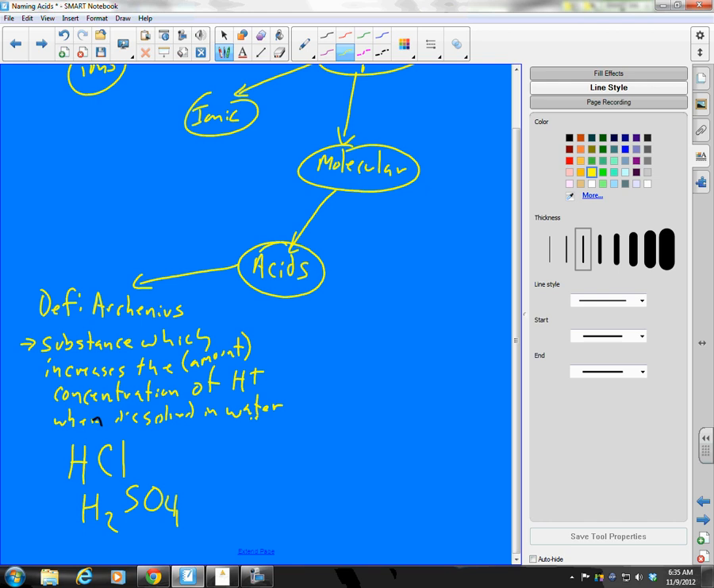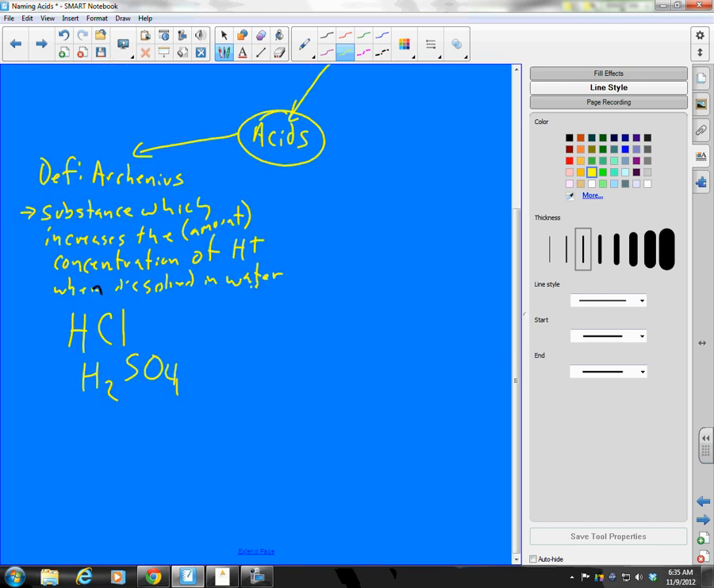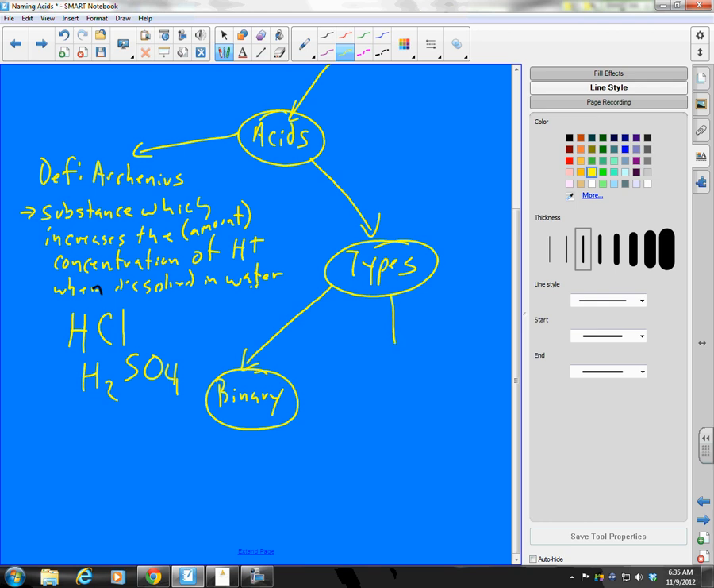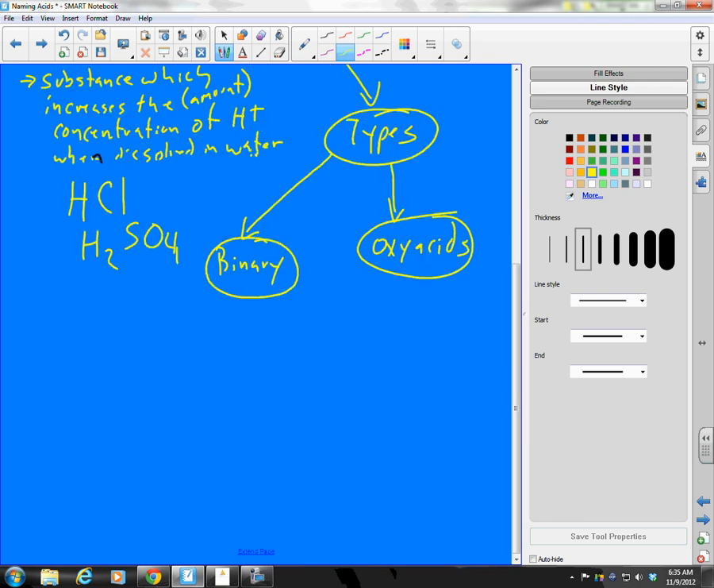Now, I kind of tip my hand because there are really two types of Arrhenius acids. Isn't that a beautiful blue, by the way? We have binary Arrhenius acids, and we have oxyacids. Good. And so what is a binary? A binary Arrhenius acid is an acid composed of only two elements.